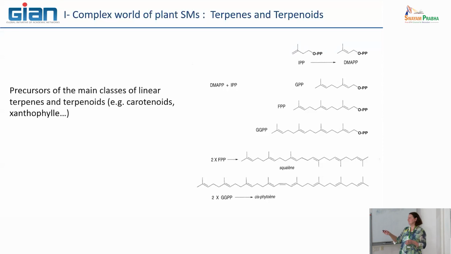Why do I show you this example? It is because these three terpenes are involved in a large number of other pathways that lead to lots of terpenes in the cells. And in particular, some of them can be combined two by two. For example, two farnesyl diphosphates lead to squalene.